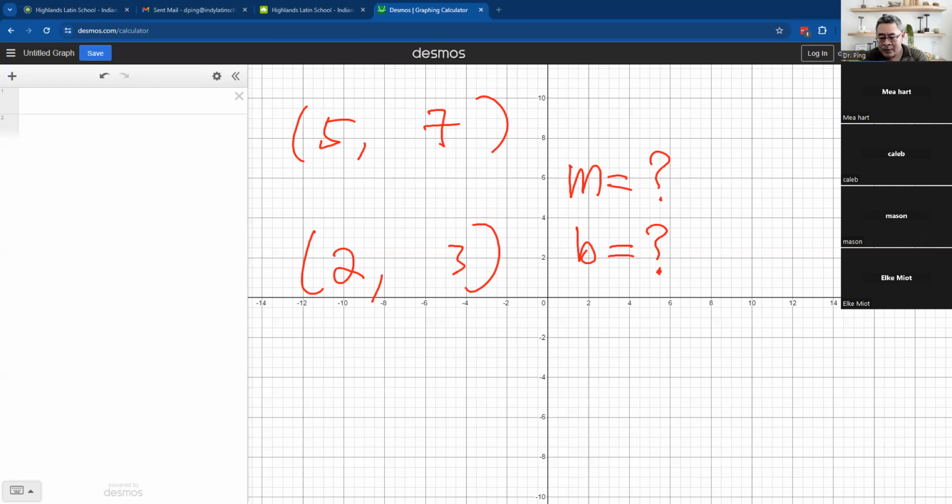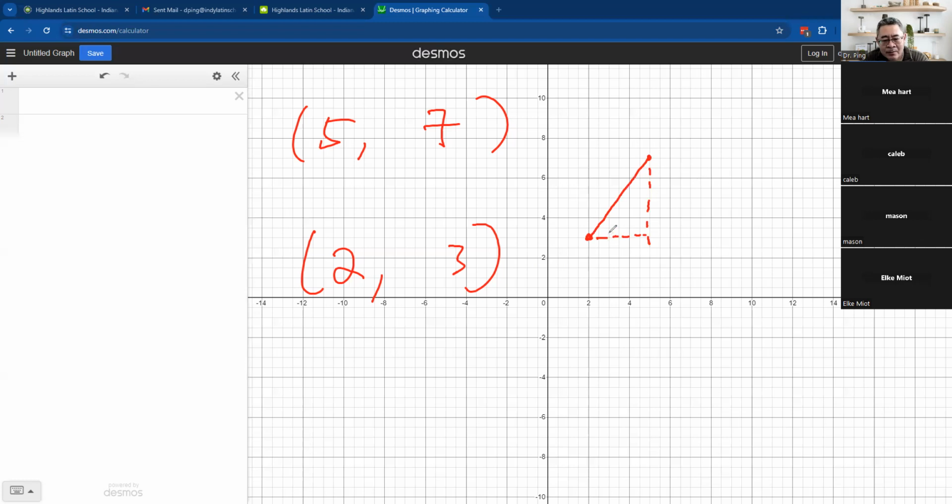The slope actually is 4/3. Okay, rise over run. If you're not quite sure about slope, you can always find those 2 points and you can see. When x is 2, y is 3, and 5 and 7 will be here. Connect them, and you can see how it works out.